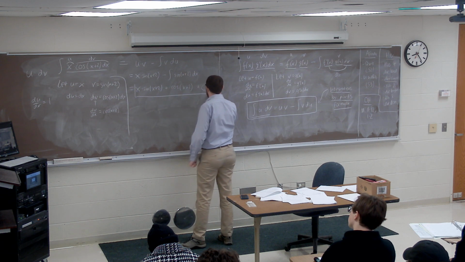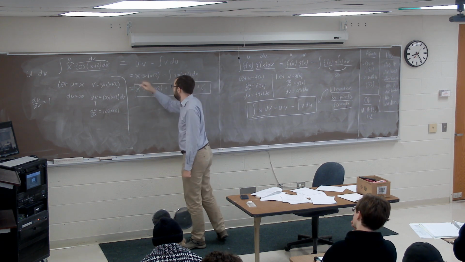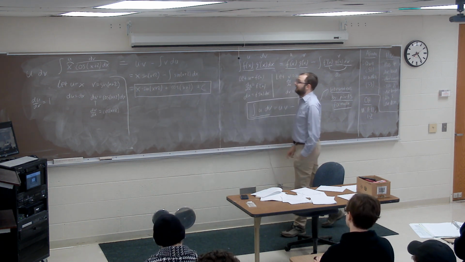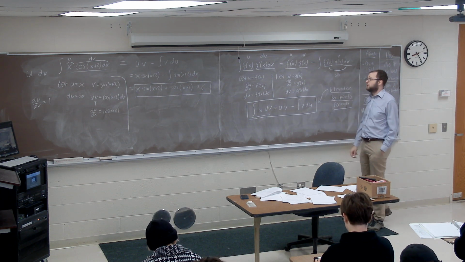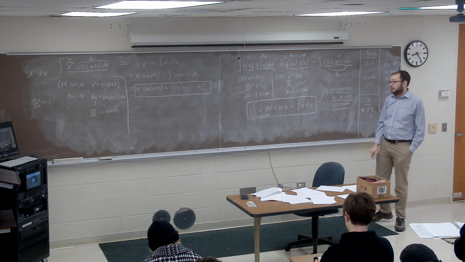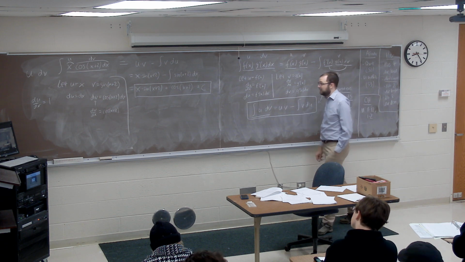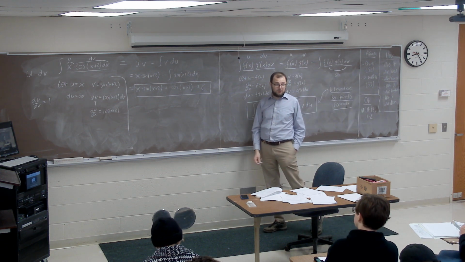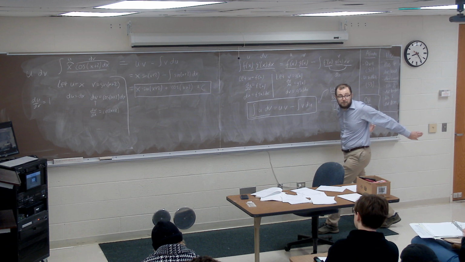And it turns out that is our final integral. The integral of x times cosine of x plus 2 is equal to x times sine of x plus 2 plus cosine of x plus 2 plus c.